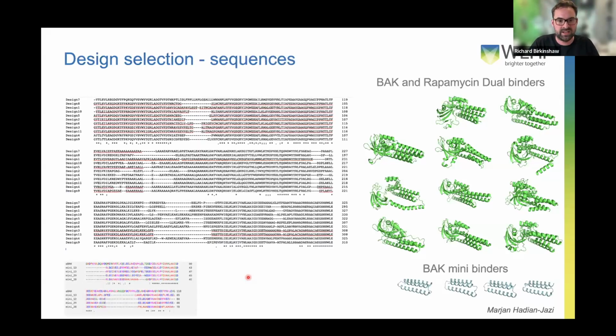So here is an alignment of the different sequences. Here we've got the dual binders. This is to show we've got quite a lot of diversity between them. These are their AlphaFold 2 predictions. And then these are the mini binders down here, and these are their AlphaFold 2 predictions.